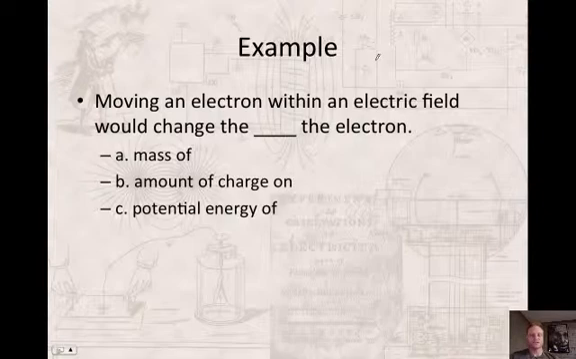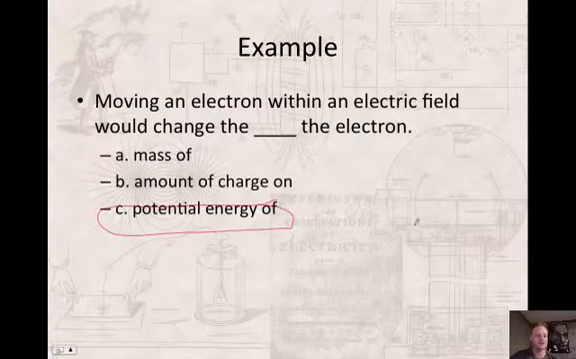So here's an example problem for you guys. Moving an electron within an electric field would change the blank of the electron. The mass, the amount of charge, or the potential energy of the electron. Which of these would happen by moving an electron through an electric field? And the answer is the potential energy of the electron would be changed.